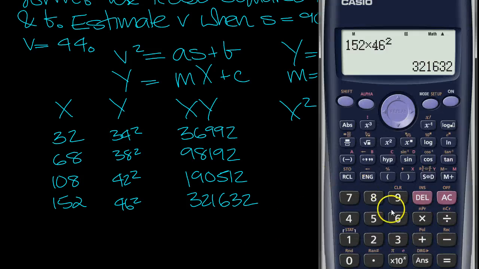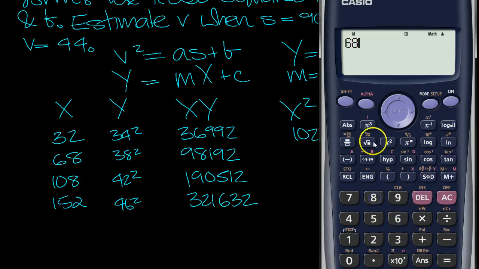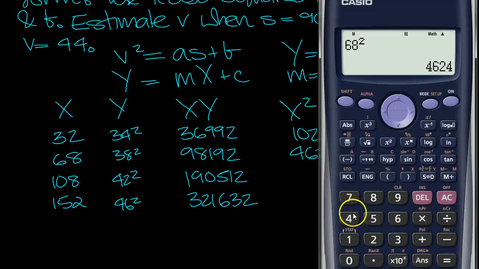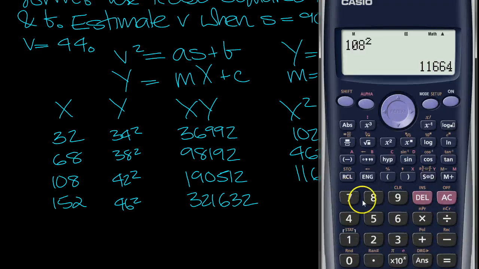So let's just work them out. 32 squared, 1024. 68 squared, 4624. 108 squared, 11664. And the last one, 152 squared, 23104.